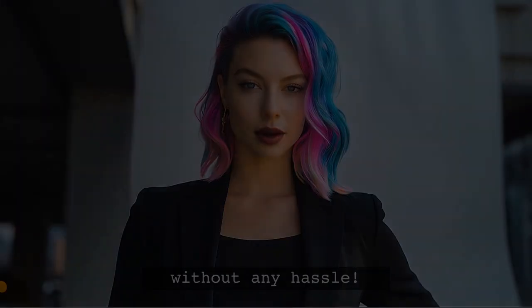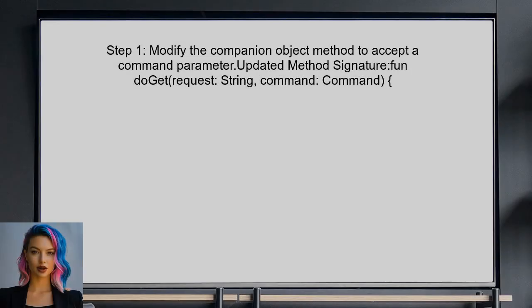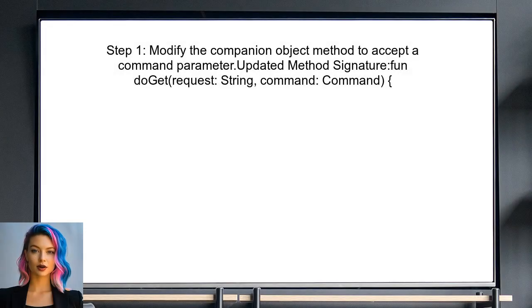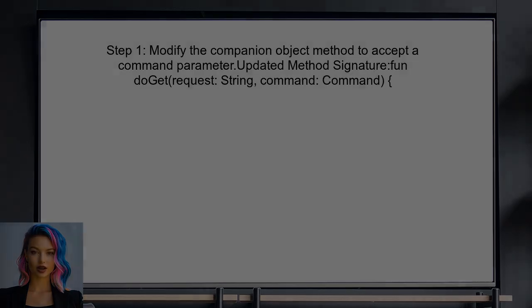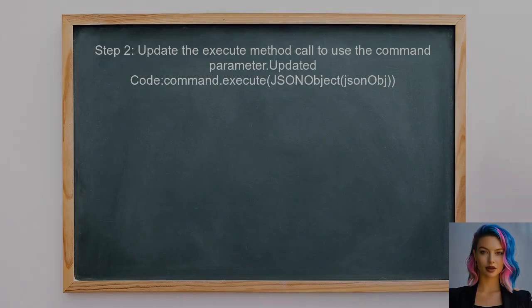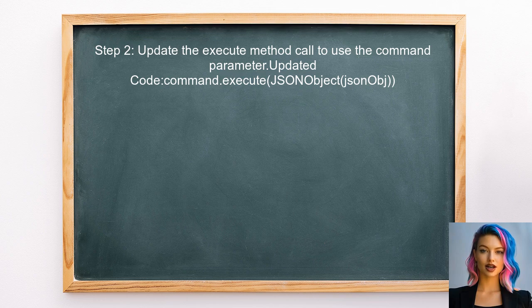To access the instance variable in the static companion object, the user needs to pass the command instance to the companion object method. This can be done by modifying the method's signature to accept a command parameter. Next, the user should update the call to the execute method. Instead of trying to access the command variable directly, they will use the command parameter passed to the method.